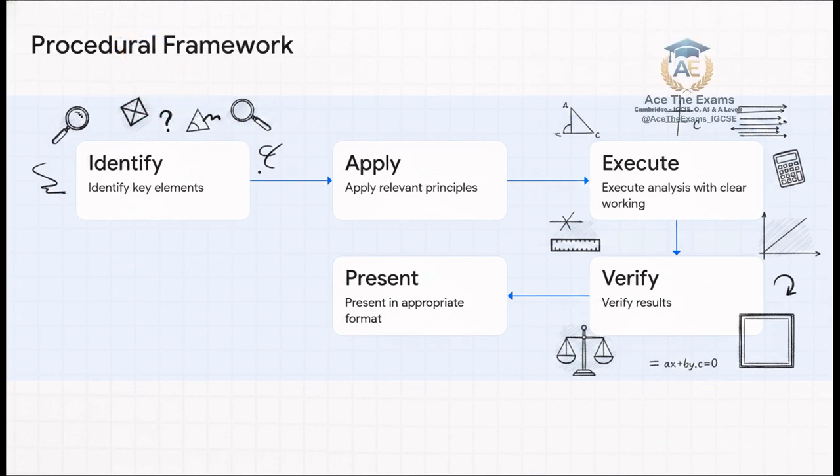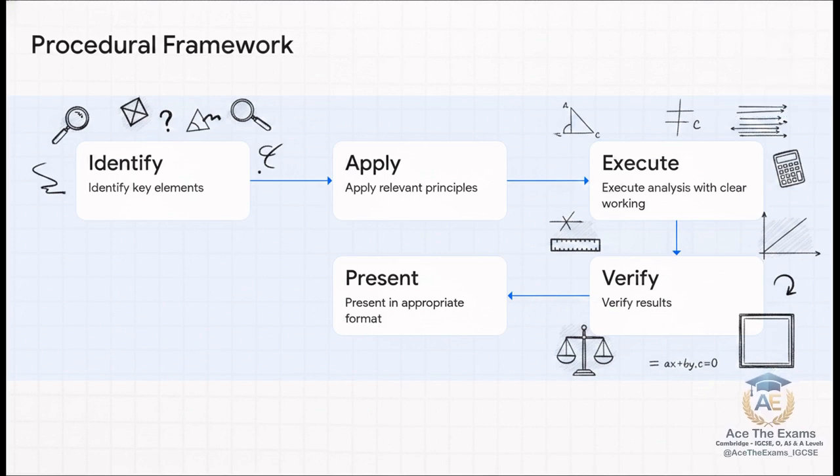Step 1. Identify key elements. This means decoding the command words. Does it say calculate, show that, or find? Each requires a different level of detail. Step 2. Apply relevant principles. This is where you recognize, okay, I need a midpoint, and I need a perpendicular gradient, which is the negative reciprocal. Step 3. Execute with clear working.